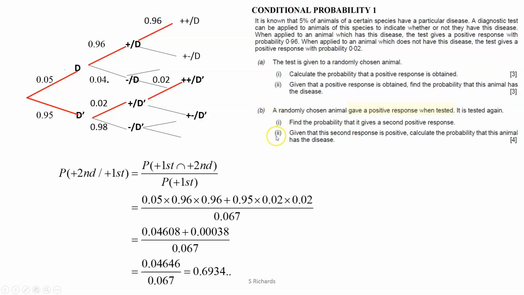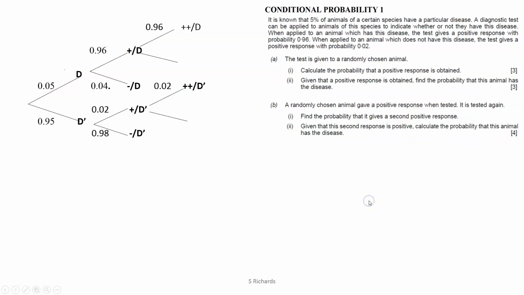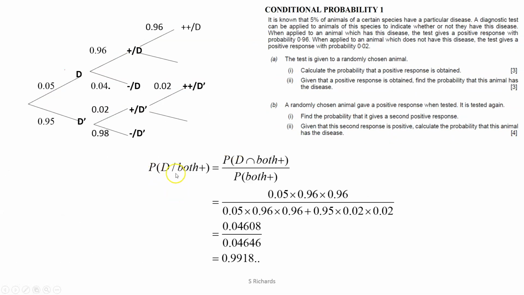Now in part B, part 2, we are now given that this second response is also positive. So in total we have positive first and positive second. They are the conditions that have been given. We're asked to find the probability this animal has the disease. So, given that both are positive, what's the probability of diseased? Applying the rules of conditional probability, on the denominator is the probability both are positive, and on the numerator diseased and both positive. Now all these figures can be established from the tree diagram or have already been established.